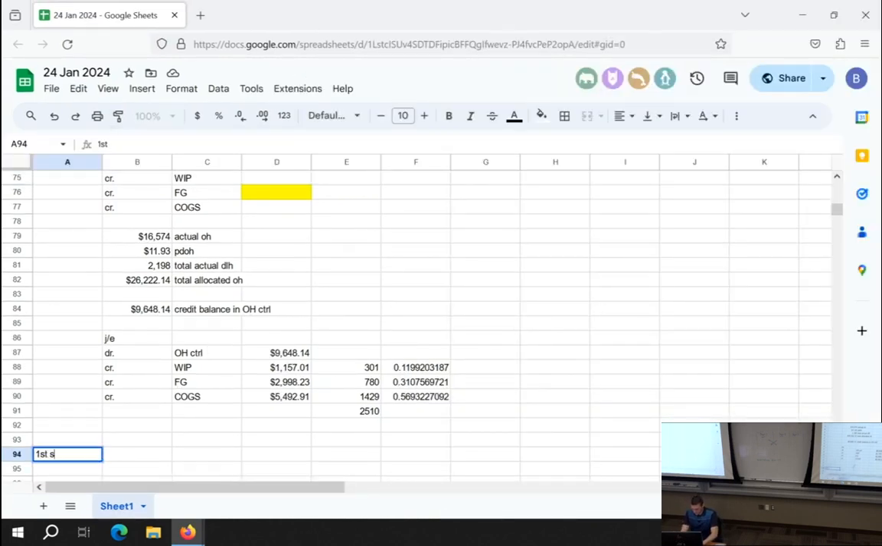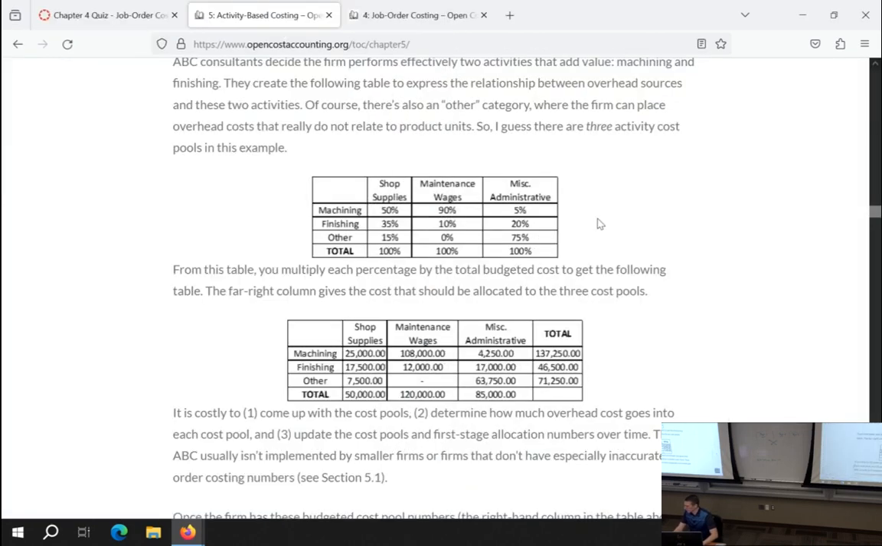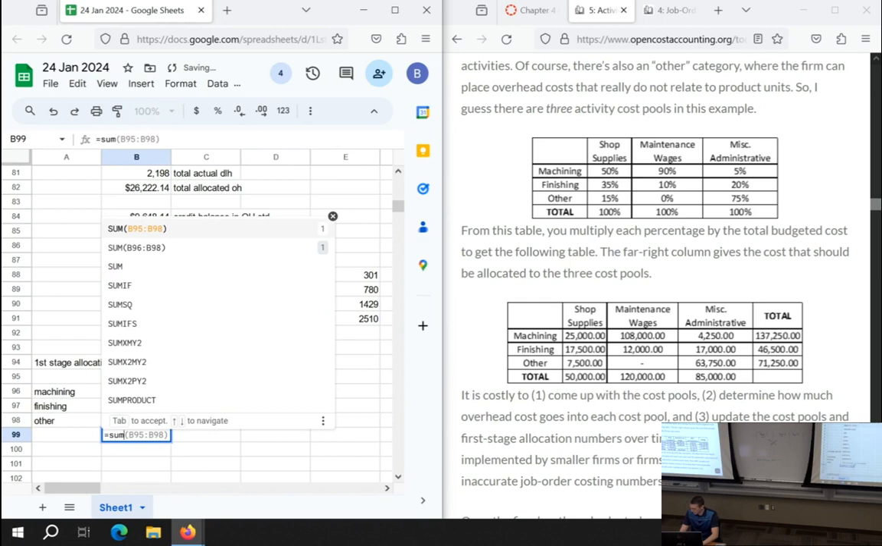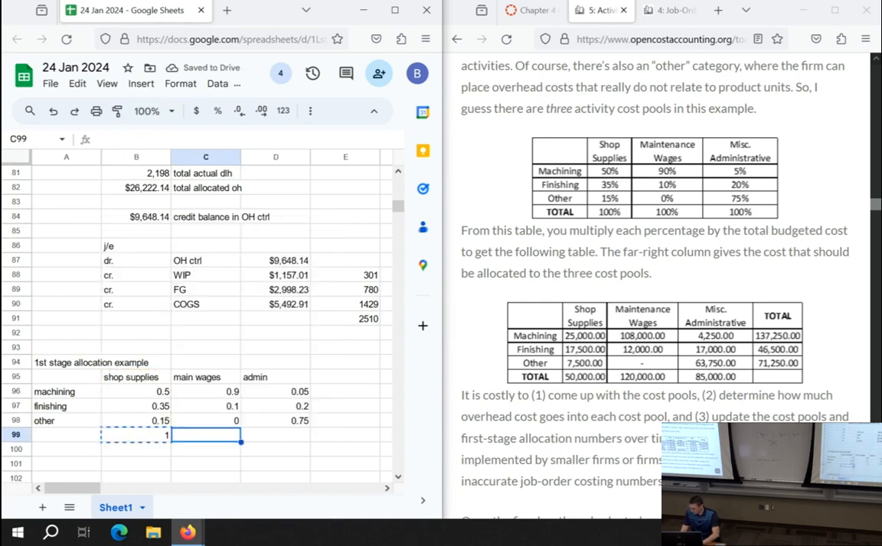So in fact, let me go into our spreadsheet. This is the first stage allocation example, and let's see if we can copy it over with relative parsimony. So we have shop supplies, maintenance wages, admin, and we have machining, finishing, and other. We have 0.5, 0.9, 0.05. We have 0.35, 0.1, 0.2. We have 0.15, 0, 0.75. Let's do a little check figure here. Yeah, it's got the right ones. Good. Make sure it's not rounding it off. Good. These are all percents.